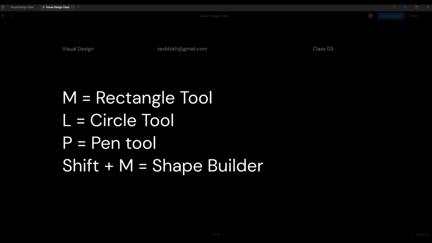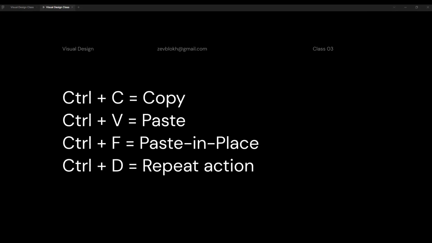Just a quick overview, you can write this down if you want to, or not. I'm just going to say this out loud, we're going to move on, and then I'm going to actually do it again. What we're going to cover today is using M for the rectangle tool, L for the circle tool, pen for the pen tool, and then we're going to learn the shape builder tool. If you didn't hear about it before, that's because we didn't talk about it. I'm just giving a quick overview, so I'm not teaching anything. These are quick shortcuts to copying and repeating objects and actions.